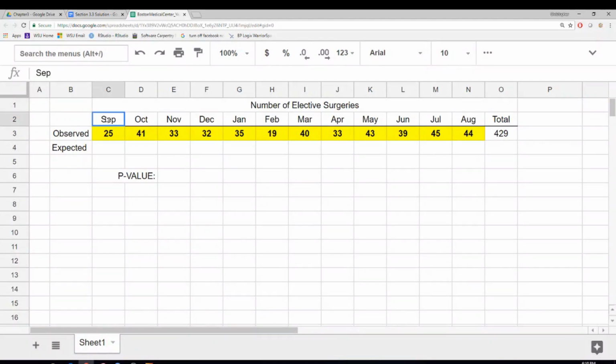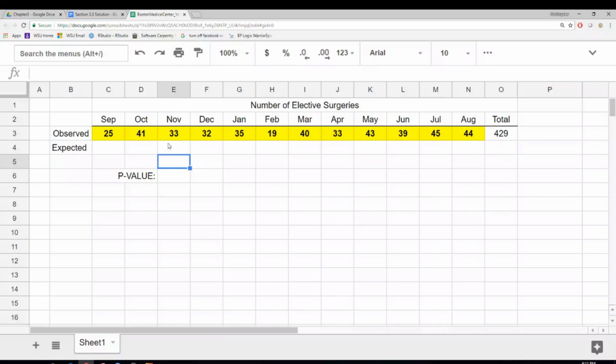So I can see that I have the months across here, September through August. I have the observed counts here that have been highlighted in yellow. Those are 25, 41, 33, all the way through 44 there. Now, when computing the expected quantities, we're going to need the total. So you can simply add these up and there's a total of 429 elective surgeries in this first year.